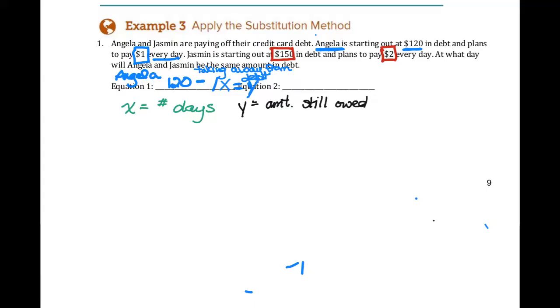Okay, and that is just for Angela. Does that make sense? EJ, does that make sense? You've got to try to understand this a little bit.